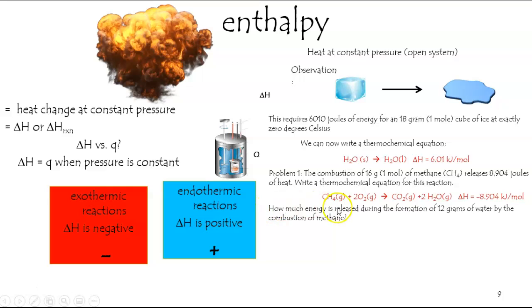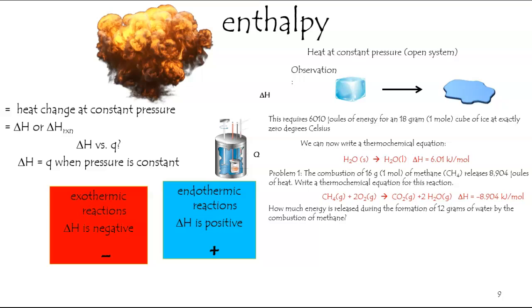Now they say how much energy is released during the formation, not of 36 grams, but of 12 grams of water. Can you see how you might already know the answer? Right? If it's 36 grams, it's that. 12 grams is going to be a third. It's going to be a little under 3 kilojoules, right? Boom, we're done. But let's also solve it mathematically.